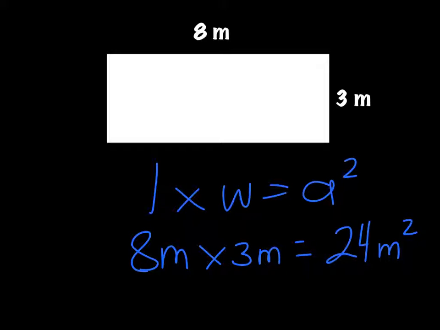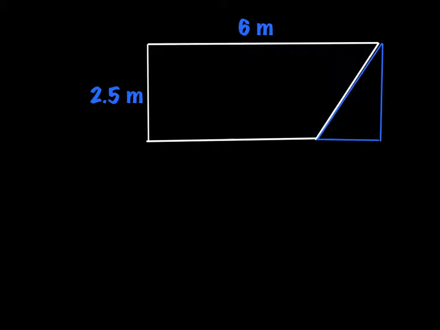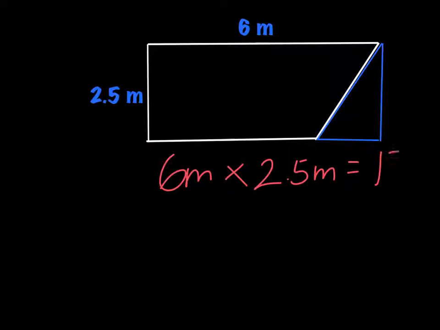Pretty straightforward, right? But a rectangle is not the only type of parallelogram that we're going to see. Let's take a look at how to solve with a different type of parallelogram. Now, I know we said we'd look at a different type of parallelogram, but for a second, let's just take a look at a rectangle again. Once again, we've got a rectangle in front of us with a length of 6 meters and a width of 2.5 meters. And 6 times 2.5 meters equals 15 meters squared.